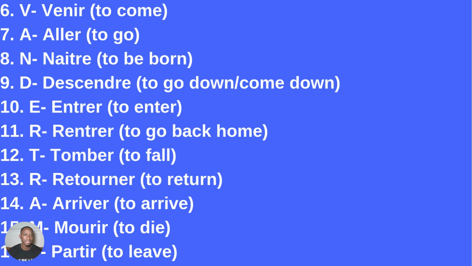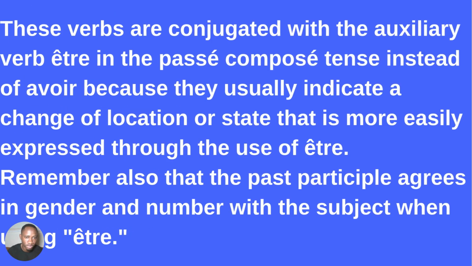Like that. Then T means tomber, to fall. Retourner, which is R, is to return. Arriver, which is to arrive, is A. M is mourir, to die. And P is partir, which means to leave. If you can memorize the 16 verbs, you know that every other verb carries the auxiliary avoir except these ones.